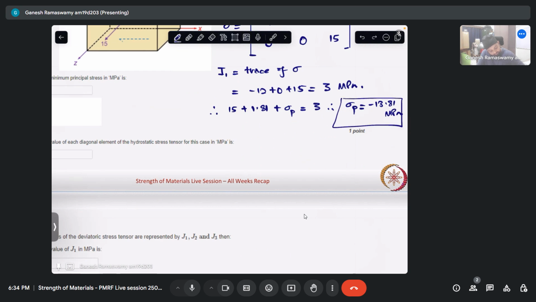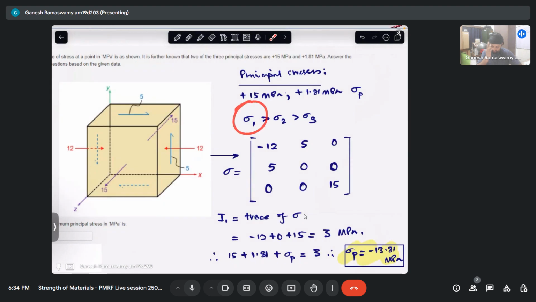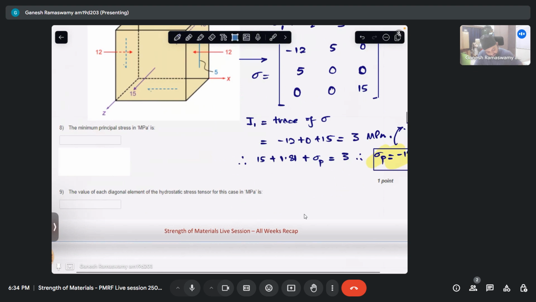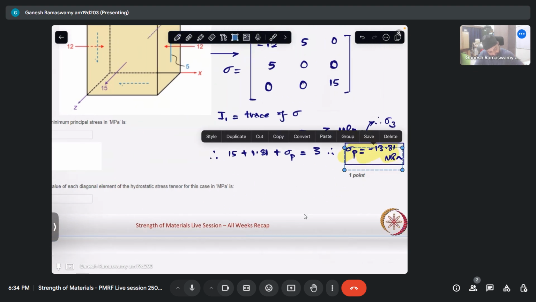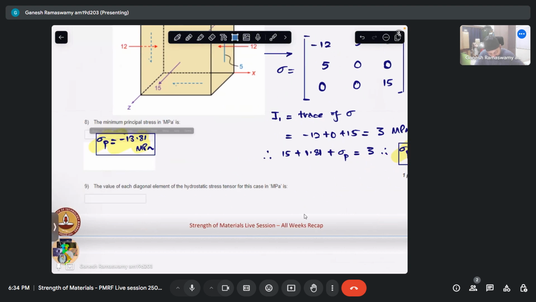Now that I know the value, I can confidently label them, with this being sigma 1, this being sigma 2, and the negative stress being sigma 3. So therefore, this is sigma 3. Alright, so the minimum principal stress here is this quantity. So the question says the minimum principal stress. It may well have said the third principal stress.